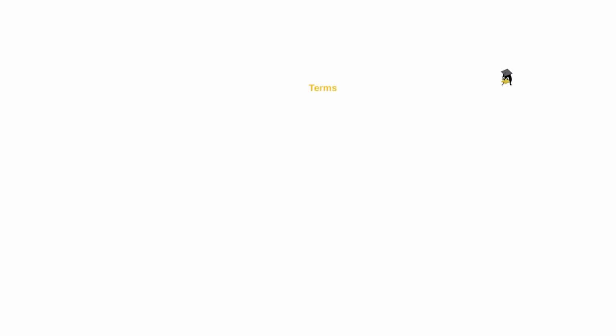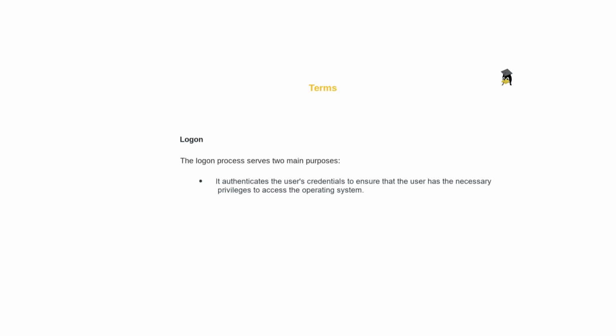Let's review some terms we will use in this video. The logon process serves two main purposes. It authenticates the user's credentials to ensure that the user has the necessary privileges to access the operating system, and configures the user's environment. A logon session refers to the period of time from the successful authentication of a user until the user logs off. In a graphical user interface, a desktop refers to the workspace where a user interacts with various components and applications.